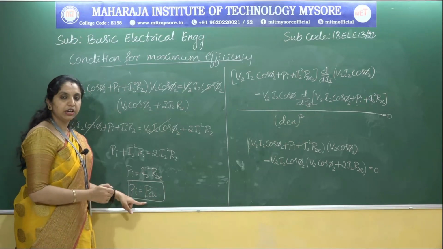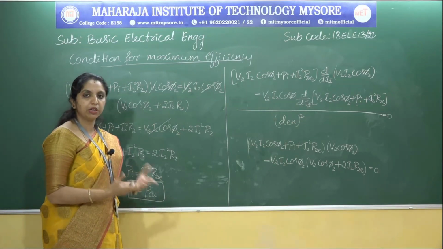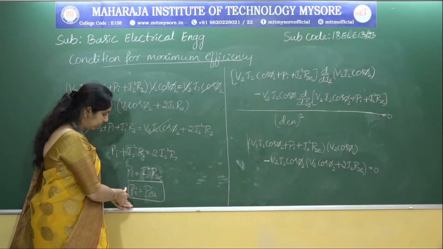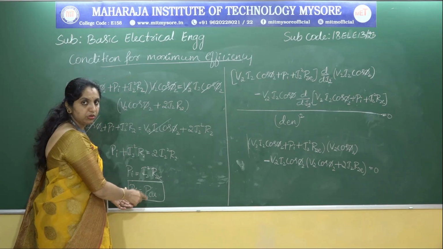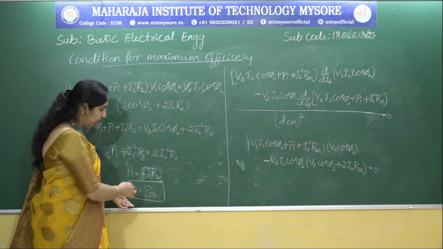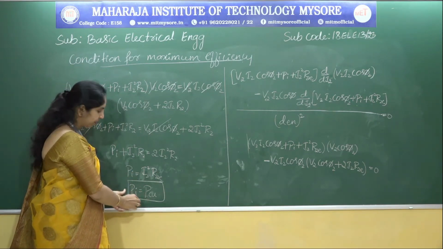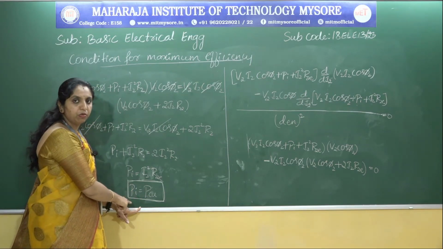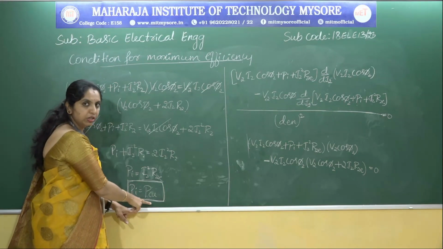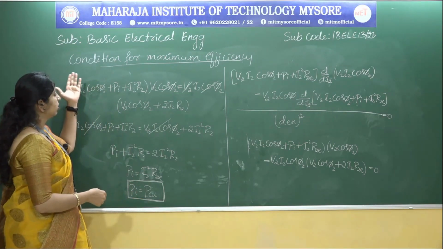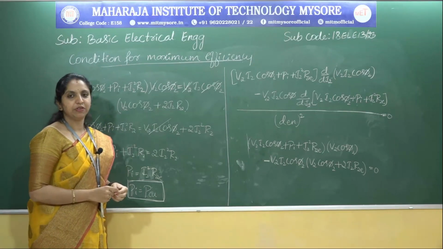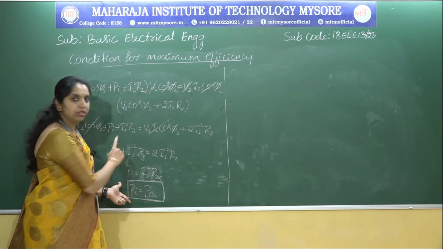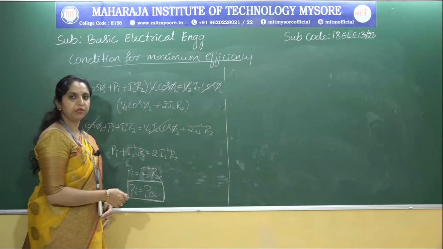Now what is the condition for maximum efficiency? The condition must be Pi is equal to PCU. So when do we get the maximum efficiency? When Pi is equal to PCU. This is a very, very important derivation. So finally we have shown that Pi is equal to PCU is the condition for maximum efficiency. Here we have proved iron loss is equal to copper loss is the condition for maximum efficiency.